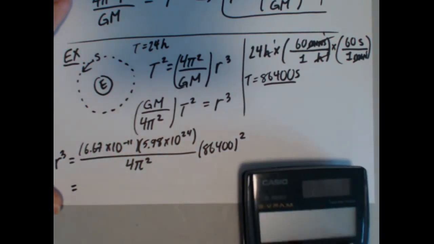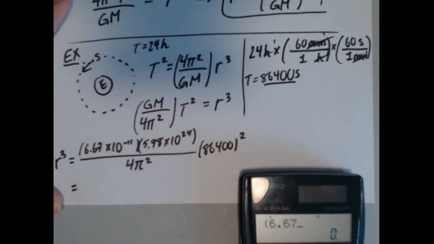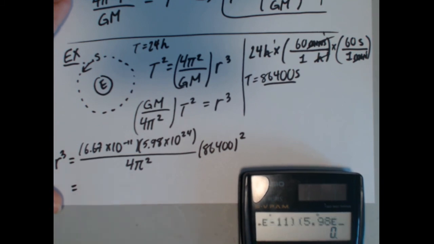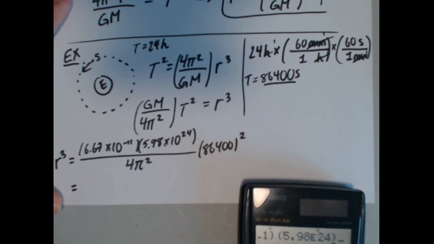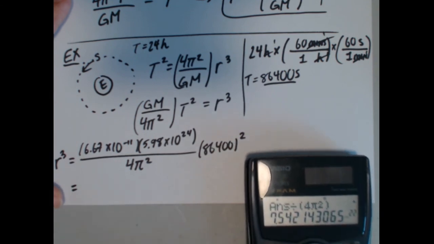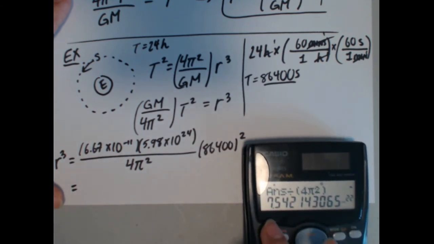Okay, so let's punch all this in. 6.67 times 10 to the minus 11 times 5.98 times 10 to the 24. Let's just do times 86,400 squared, equals, divided by 4 pi squared. Okay, so this value that you see here on my calculator screen, that's r cubed. Okay, so I'm going to take the cube root.